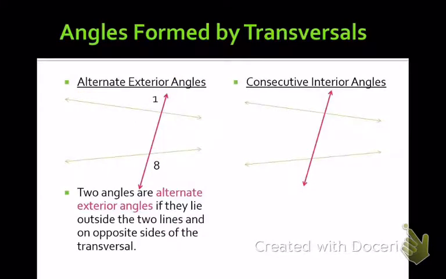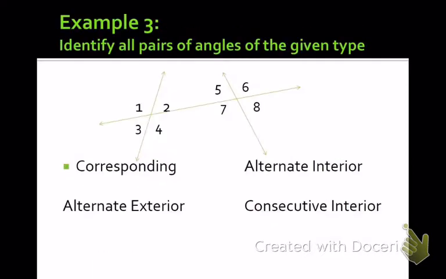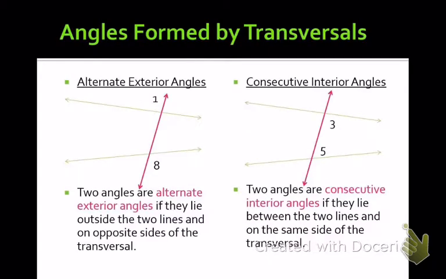Now, consecutive interior, sometimes called same side interior. So we're back on the inside, and now we want them to be on the same side of the transversal. So, for example, like 3 and 5. Both inside, they're both on the same side of the transversal. Now, if you were to trace these angles, you would get a C. So we are looking for those C's. C for consecutive. Okay?